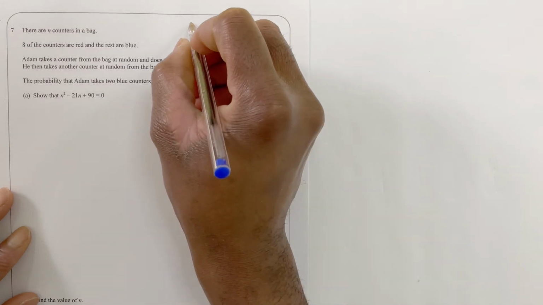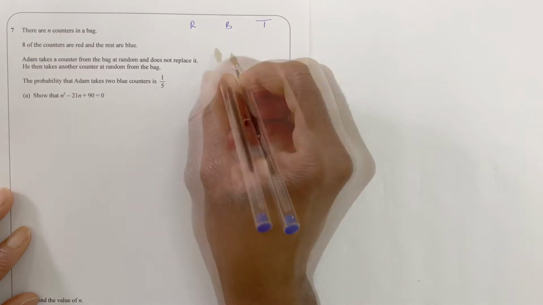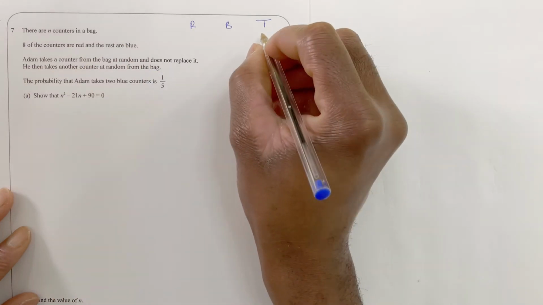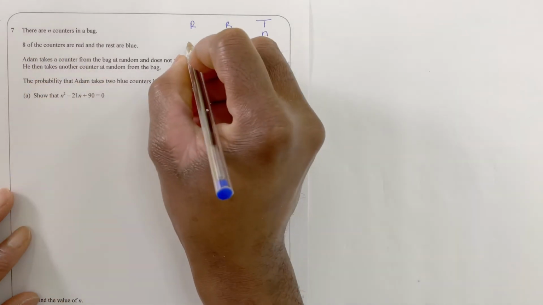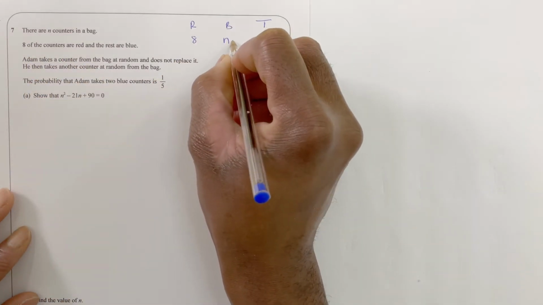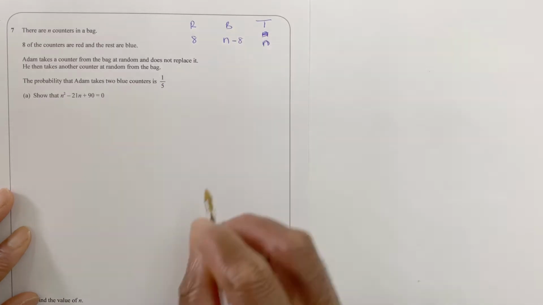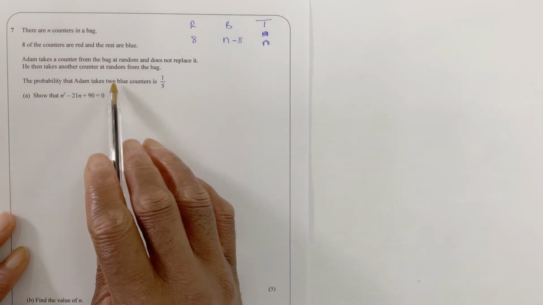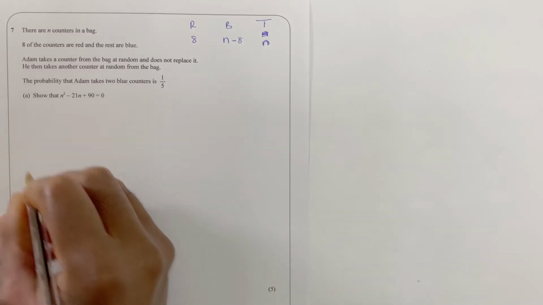Again, we're going to have a red and blue and the total thereof. And it says here, there are n counters in a bag. So that will be the total, n. And 8 of the counters are red. So if this is 8, this has to be n minus 8. So that's what we need to use to generate what we need. So the probability that Adam takes blue counters is 1/5. So we don't need to draw the whole thing anymore, in order to make it quicker.